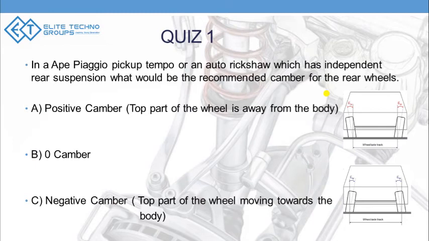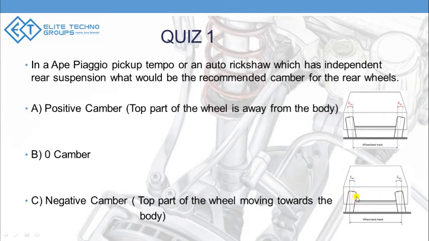In an Ape Piaggio pickup tempo or an auto rickshaw that you see on a day-to-day basis, which has independent rear suspension, what would be the recommended camber for the rear wheels? Is it a positive camber, where the top part of the wheels are away from each other or away from the body? Or is it a zero camber, or a negative camber where the top part of the wheels are towards each other or towards the body?